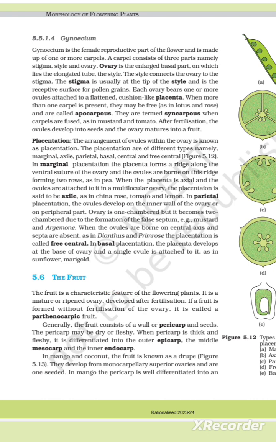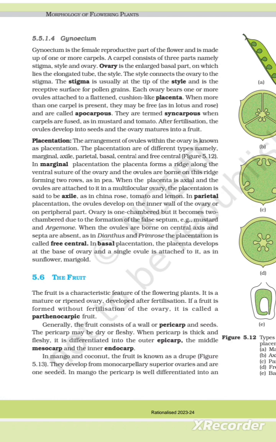5.6. The fruit. Fruit is a characteristic feature of the flowering plant. It is the mature or ripened ovary developed after fertilization. Sometimes fruits are formed without fertilization of the ovary. These are called parthenocarpic fruits.